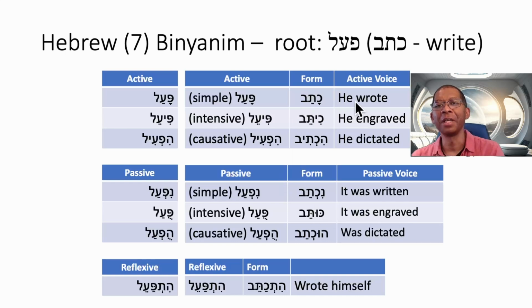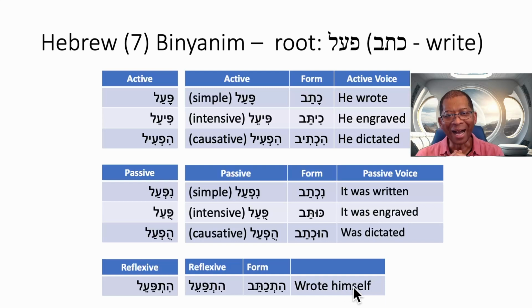So katav, he wrote. Niktav, it was written. Kitev, he engraved. Kutav, it was engraved. Hiktiv, he dictated. Huktav, was dictated. Okay, and then we have the reflexive, meaning I'm doing something to myself or he's doing something to himself. Hitkatev, he wrote himself. Or hitkatavti, I wrote myself.